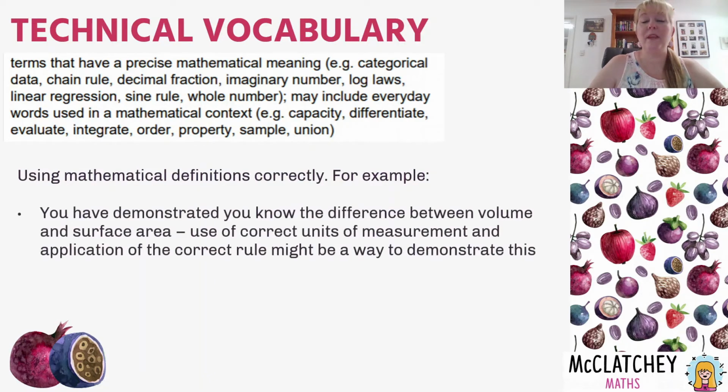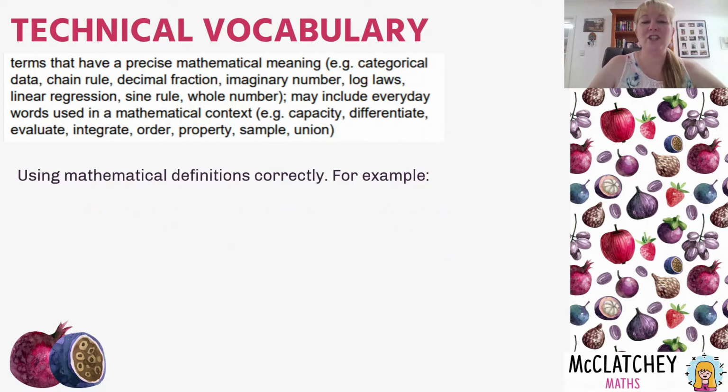For example, we might be demonstrating that technical vocabulary by showing that we know the difference between volume and surface area by using the correct units of measurement and applying the correct rule in the correct way to demonstrate that. So sometimes students do get surface area and volume mixed up. So making sure that we're using the correct vocabulary to describe our different situations.